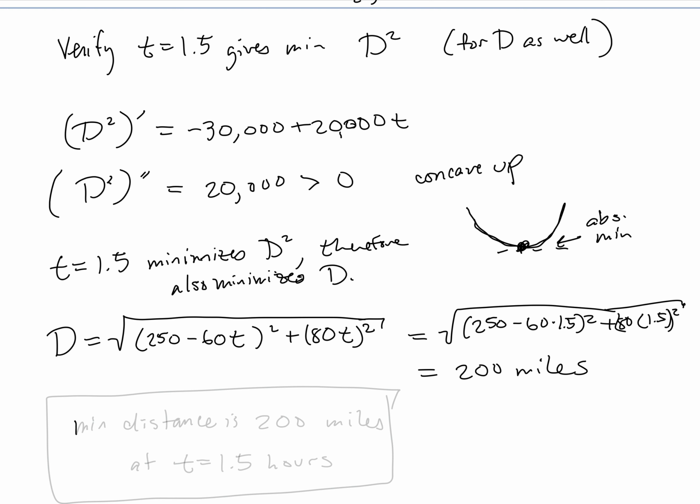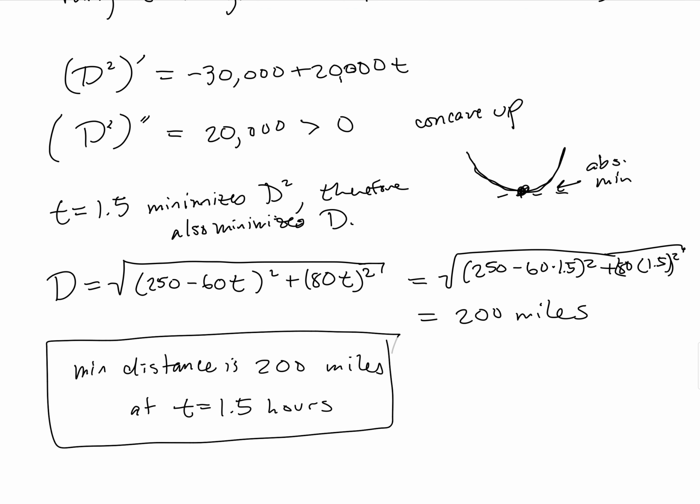So the minimum distance is 200 miles, and this occurs at t equals 1.5 hours, an hour and a half into both of these vehicles' journey. All right, here is one more example for you to try.